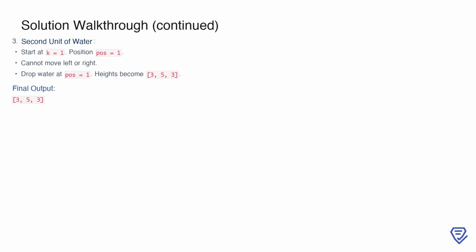Finally, we pour the second unit of water. Starting at position 1 again, we find that, as before, it's not possible to move left or right. With no other options, the water is dropped at position 1, raising its height to 5. The final heights array for this example is [3, 5, 3].